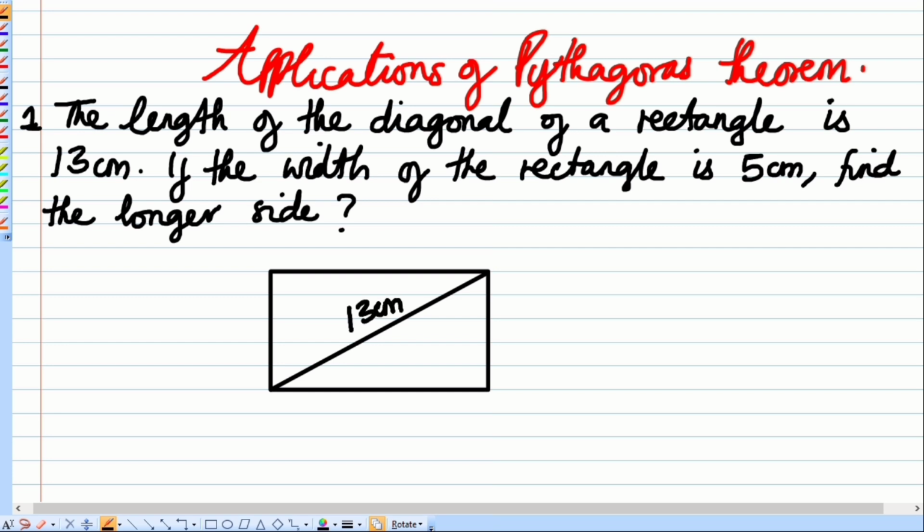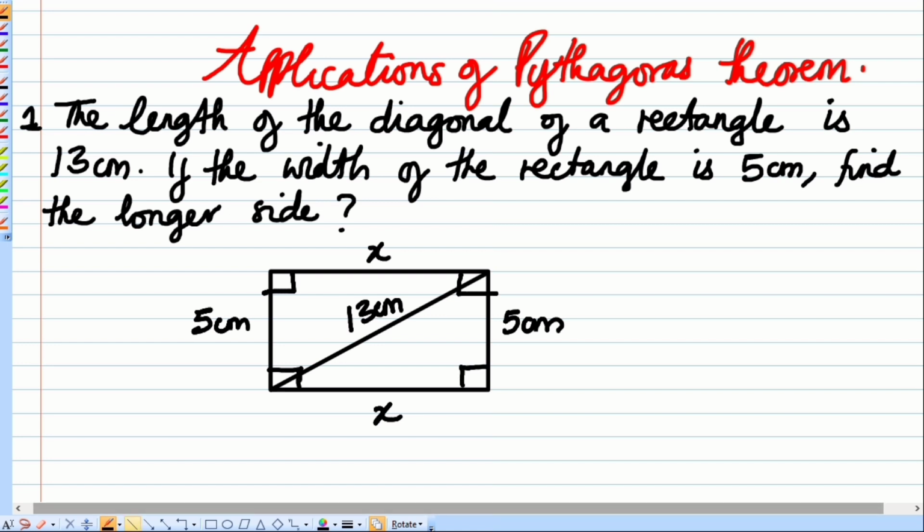The width of the rectangle, which is here, is 5 cm. We are to find the longer side. Let's call the longer side x. So remember, in a rectangle the opposite sides are equal. So that's what we have. Do you recall that the angles in a rectangle are always 90 degrees, each of the angles? So each of these points we have 90 degrees.